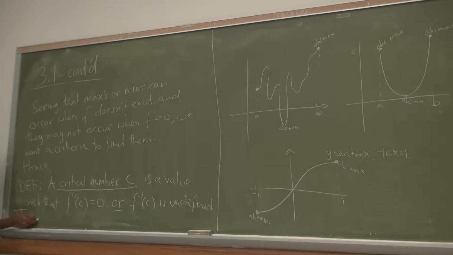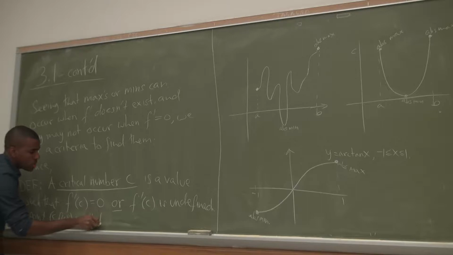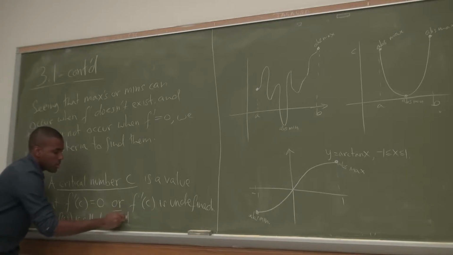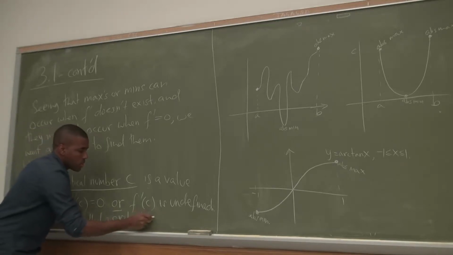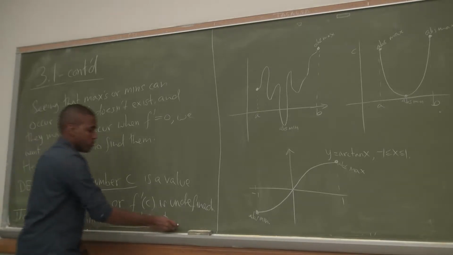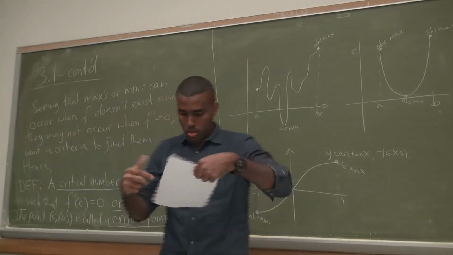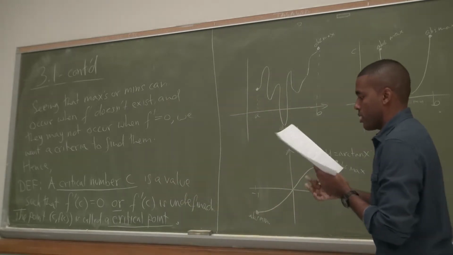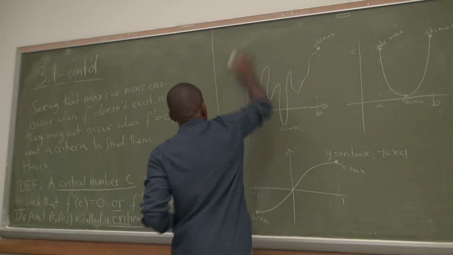We call these the critical numbers. And the point (c, f(c)) is called a critical point. Just some vocabulary here. We're going to be using all this soon. Okay, so let's actually do some examples of that.